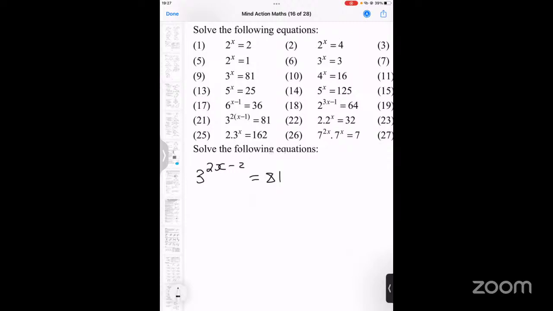So how you must do it is, yes, you distribute it, it's fine. Then you have 3 to the exponent 2x minus 2, which is equal to, you need to find out what base to the exponent whatever gives you 81. What is that power? It's 4.